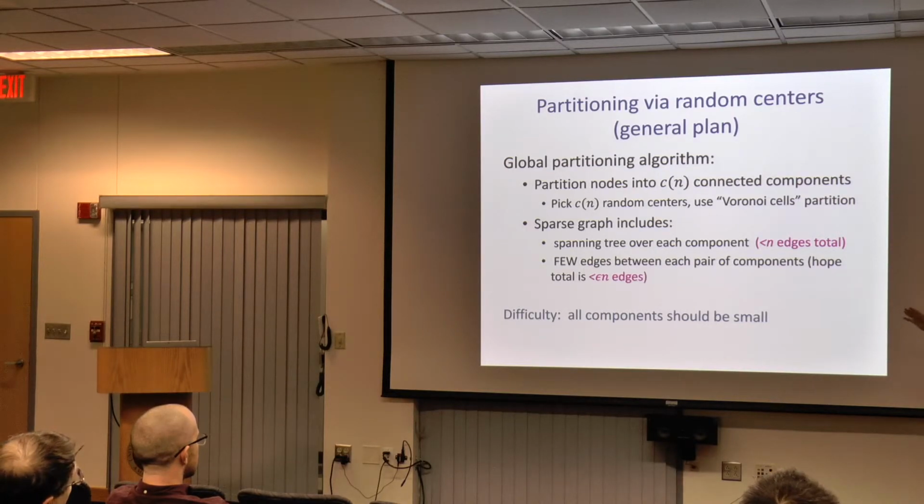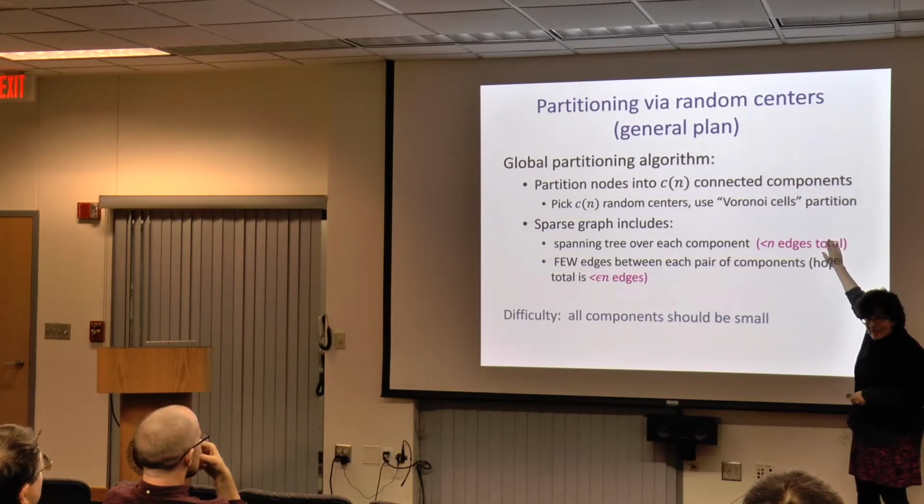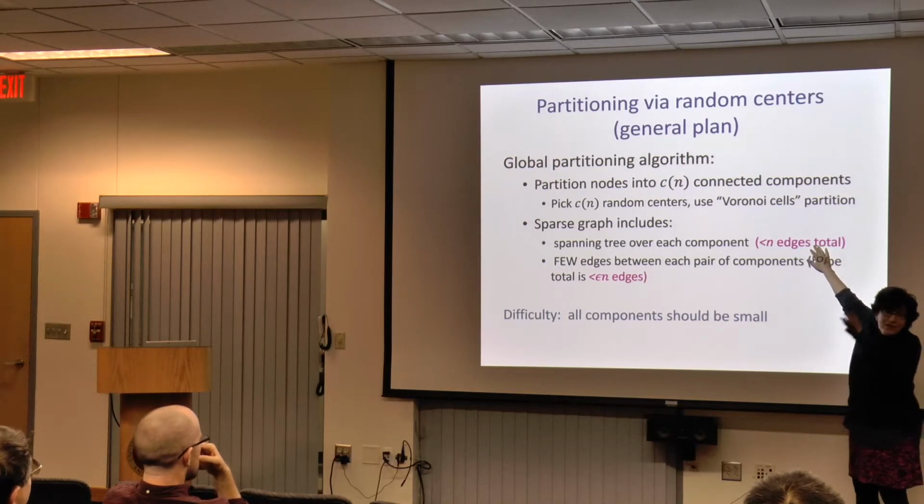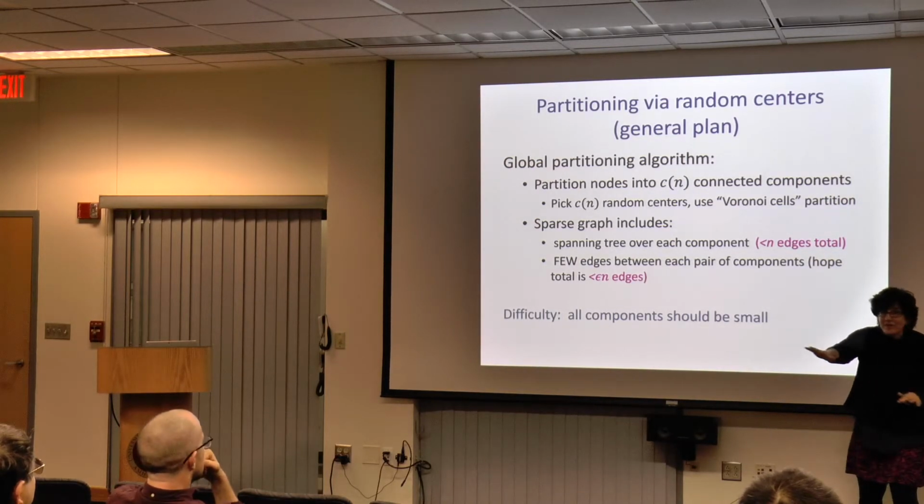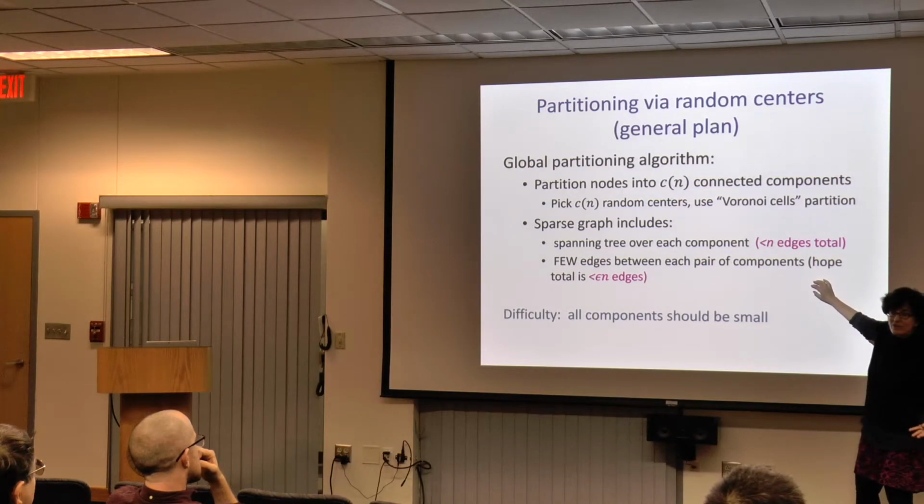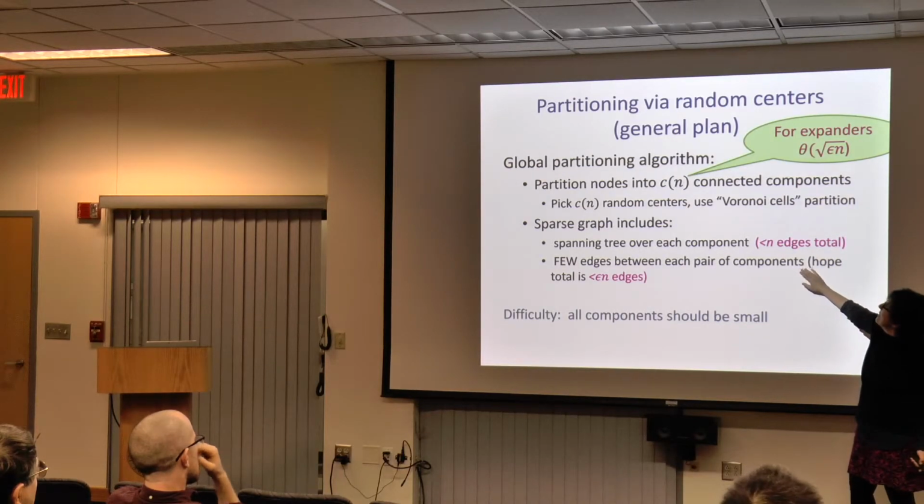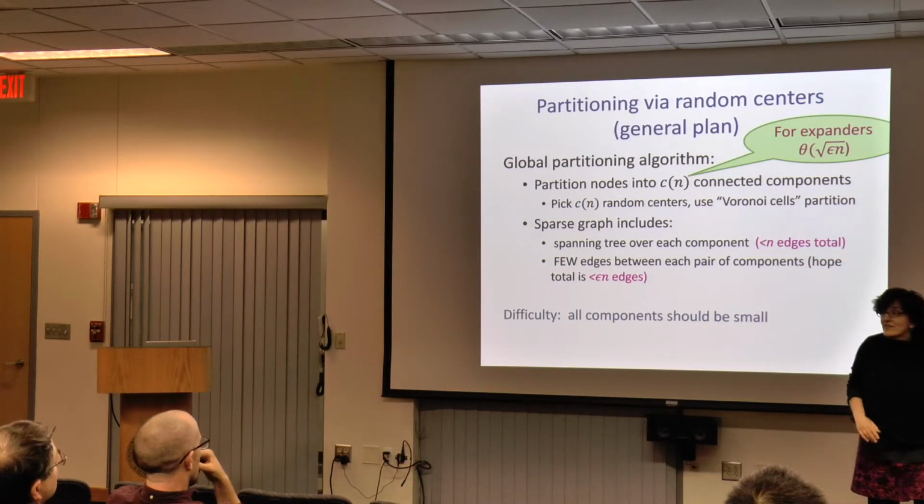Hopefully, because square root n choose 2 is something like n. In fact, let's make it square root of epsilon n choose 2. That ends up being epsilon n, so that gives me epsilon n edges connecting between teams. We have a spanning tree over each component within the team. That's total n edges, because it's a bunch of spanning trees on disjoint parts of the graph. And between pairs of components, it's just the number of components choose 2. We pick the number of centers so that this is less than epsilon n. Okay? But what's the problem?